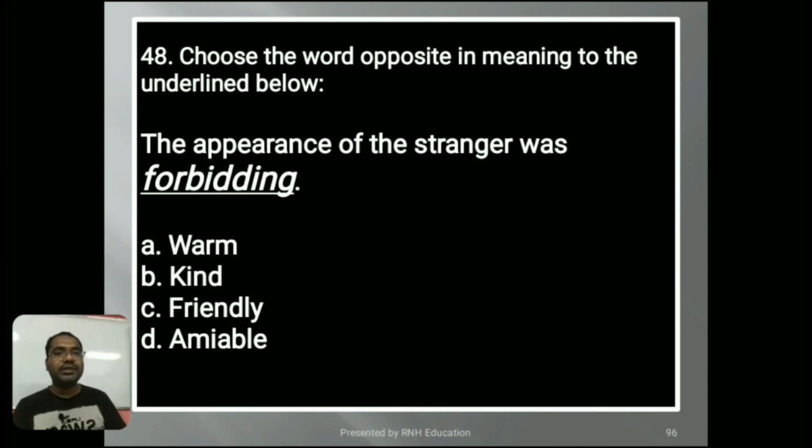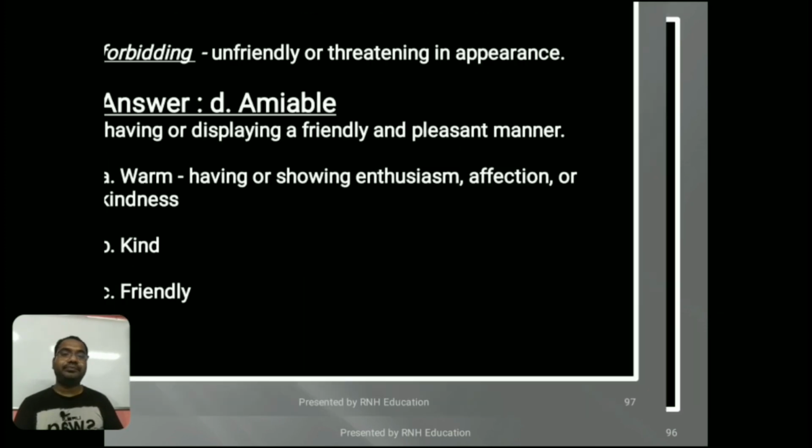Choose the word opposite in meaning to the underlined below. The appearance of the stranger was forbidding. The word is forbidding. And the options are A, warm, B, kind, C, friendly, and D, amiable. Okay. Going to the answer section.